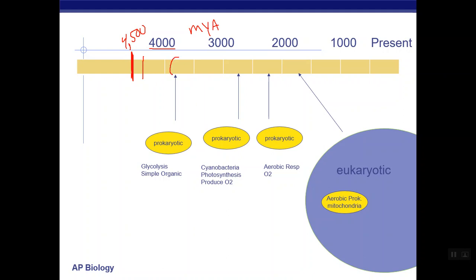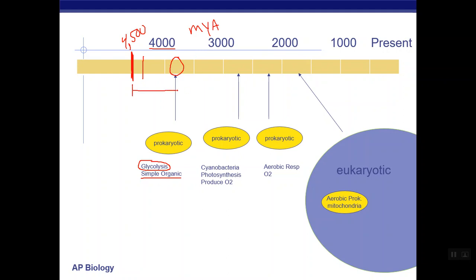Our first evidence of life on this planet is actually about 3.8 billion years ago. So 3,800 million years ago, we have evidence of our first prokaryotic cells. Remember, these were doing glycolysis. This is an anaerobic process, but they did need to make energy. It wasn't a lot. It was only 2 to 4 ATP per glucose. So they were using simple compounds, and they were only doing glycolysis, right?